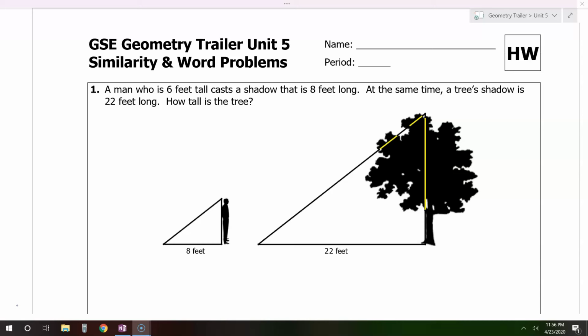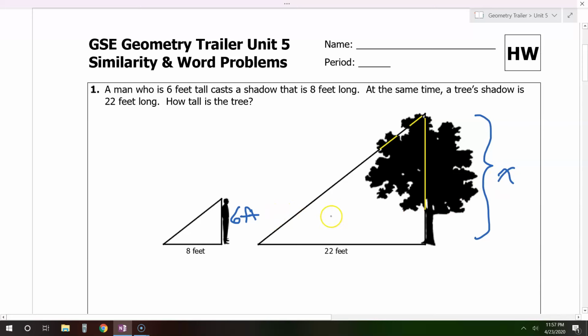A lot of that information is shown in the picture, but the man is 6 feet tall. It doesn't show that in the picture, so let's add the 6 feet into the picture. And the tree's shadow is 22 feet long. That's shown. How tall is the tree? So we are looking for x, which is this height right here.